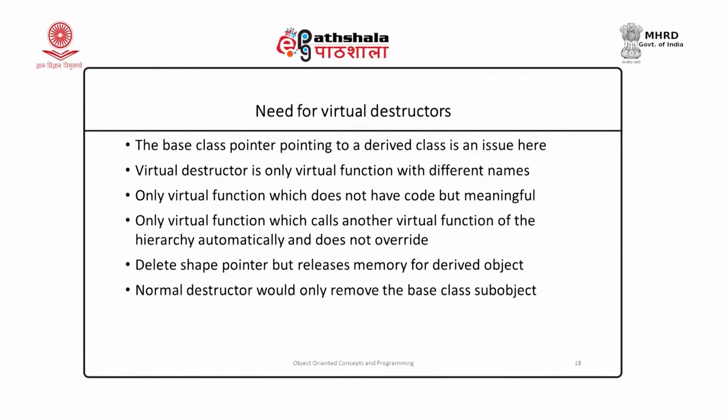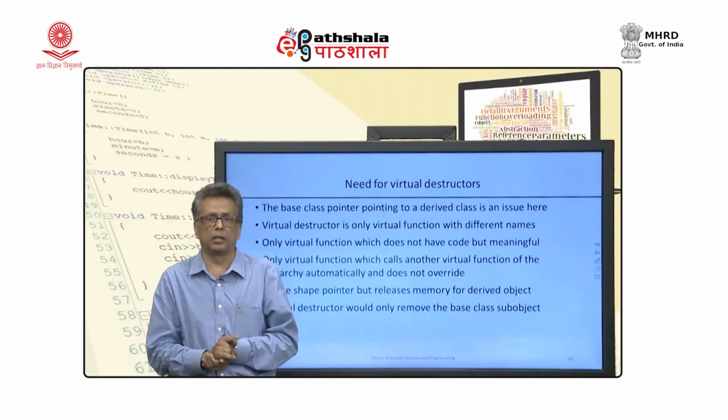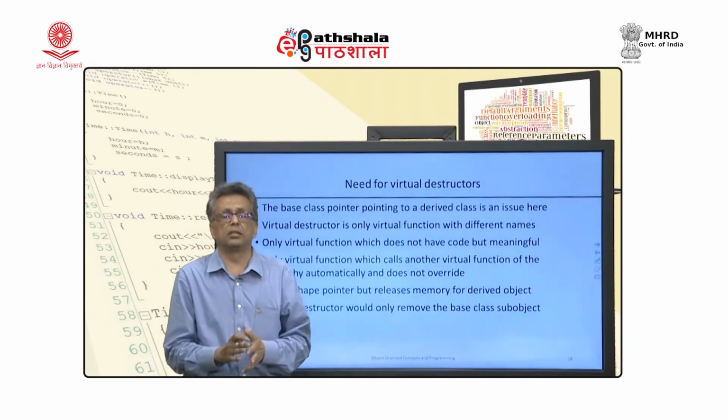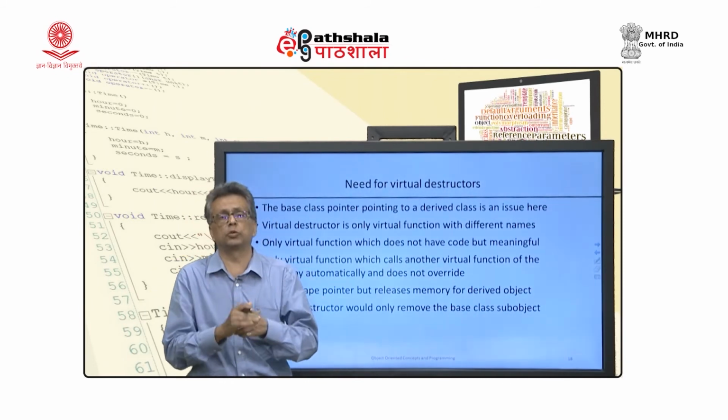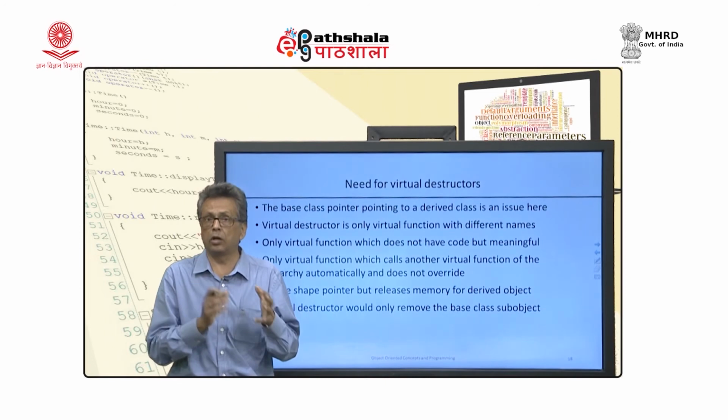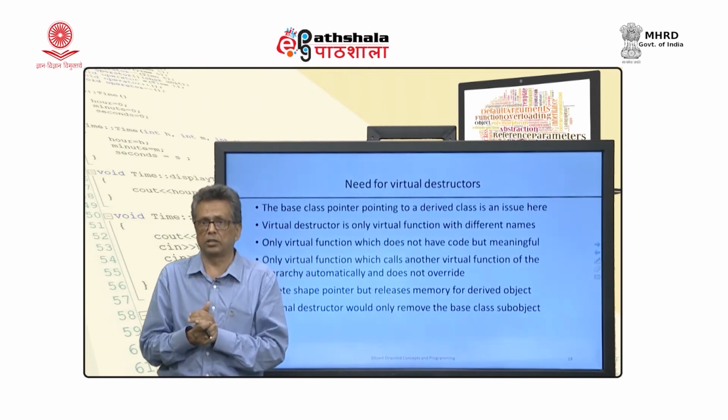Need for virtual destructor: I have already talked about that in the previous module, but let us try to understand. When we use a virtual destructor, the advantage is that whenever my base pointer is pointing to a derived class and I am deleting it, it will delete the entire derived class object, and not only the shape class sub object.